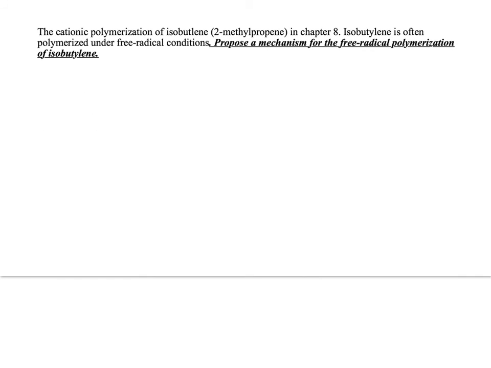Okay, the catalytic polymerization of isobutylene. So here it's 2-methylpropene. So propene right here, 2-methylpropene. This is also called isobutylene. See how it makes the Y groove, and there's 4 carbons.